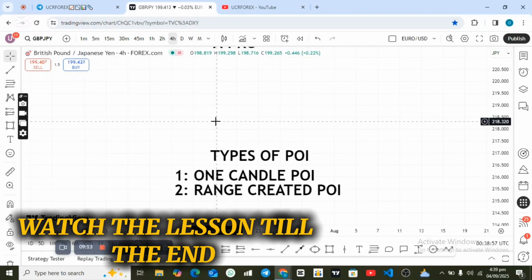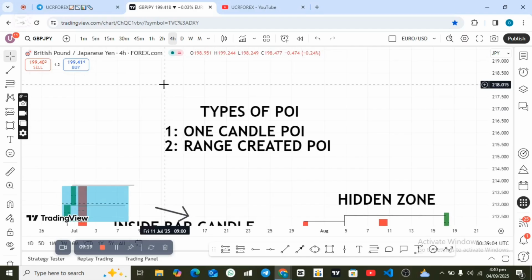The types of POI, which is point of interest, the type of point of interest we have. Most of you now may be thinking that this lesson is only meant for market structure. This lesson has nothing to do with SMC, ICT, all these English names you guys mentioned. So let me tell you, when you understand whatever I'm about to explain in today's lesson, you can go to the chart and be profitable.